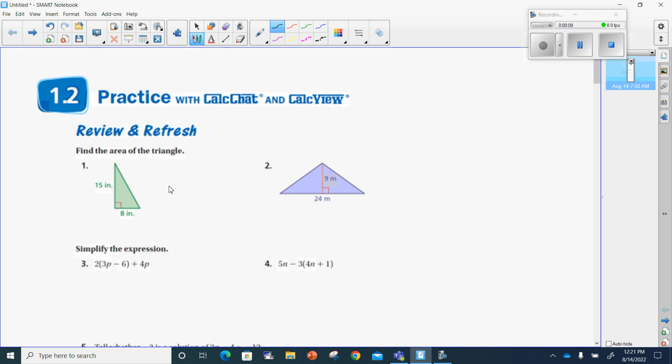It says find the area of a triangle. We're going to start by remembering that the area of a triangle can be found by knowing the formula of a triangle. First of all, let's remember that the formula for a rectangle is base times height. And since a rectangle contains two triangles, we can take that formula and cut it in half. So the formula for a triangle is 1/2 base times height.